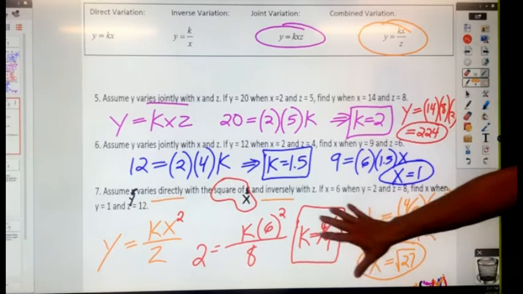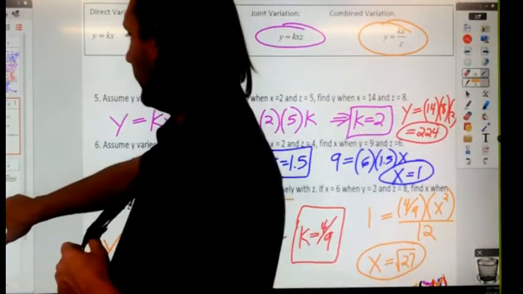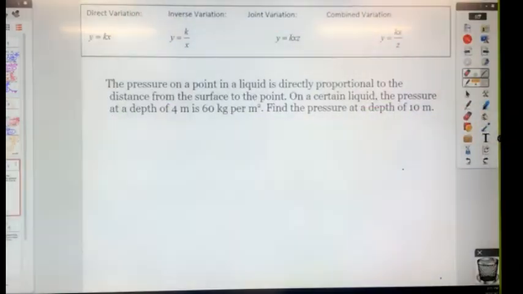So there's the basic layout of variation. What they truly look like in the real world is something like this. The pressure on a point in a liquid is directly proportional to the distance from the surface to the point. On a certain liquid, the pressure at a depth of 4 meters is 60 kilograms per meter squared. Find the pressure at a depth of 10 meters.